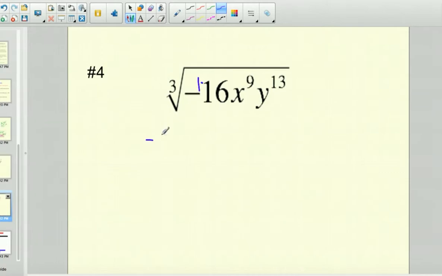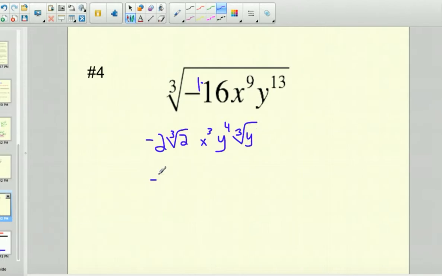So the negative's done. Now I have the third root of 16. So the third root of 16, 8 goes into 16, so the third root of 8 is 2. And what's left would be the third root of 2. The third root of x to the 9th goes in 3 times nice and evenly. And then that y is again not going to go in evenly. 3 goes into 13 4 times, and there's a remainder of 1. So that last y to the first, or just y, stays on the inside.